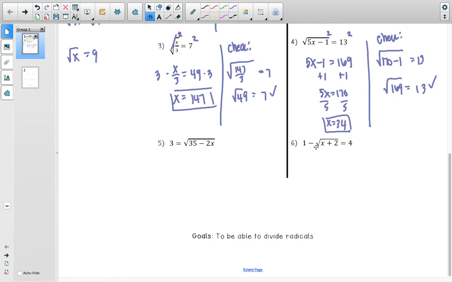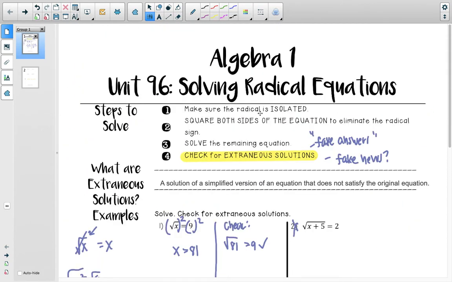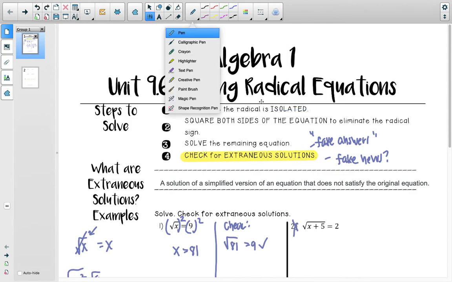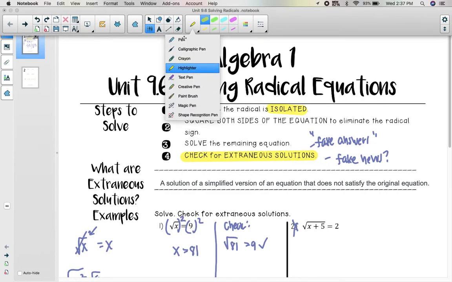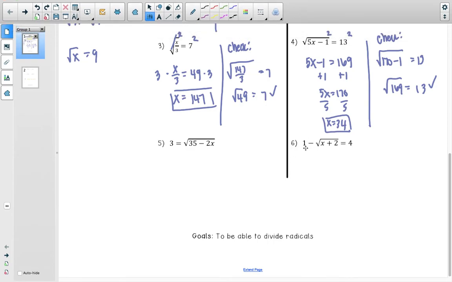All right, when you do this, in the first step it says here, make sure the radical is isolated. And that's just saying it's only a radical on that one side. There's nothing added to it. There's nothing subtracted to it. Nothing. Okay, so the radical equals a number or something, but it's just the radical. So in this situation, we have a 1 sitting there. Well, the 1 needs moved over, and it's positive. So the opposite of positive is negative.